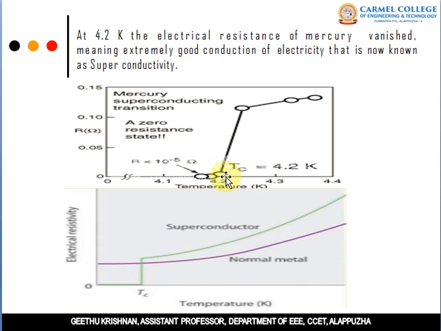Now consider a normal metal. In the case of a normal metal, when the temperature decreases, its resistance normally decreases to a lower value, but it does not become zero. So not every metal acts as a superconductor.